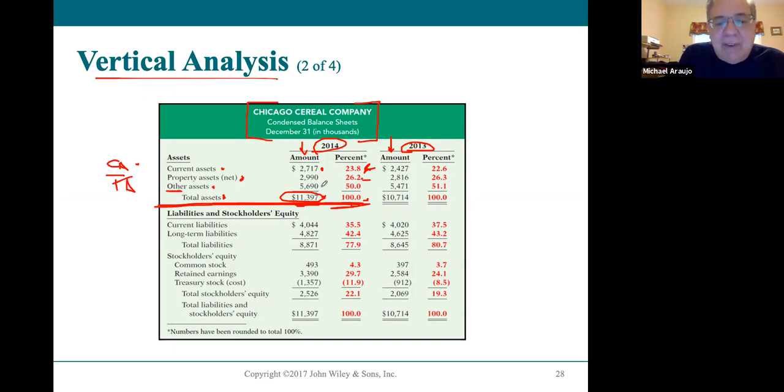So I would have $5,690 of other assets out of a total of 11,397 of total assets. My other assets represent 50% of all my assets.